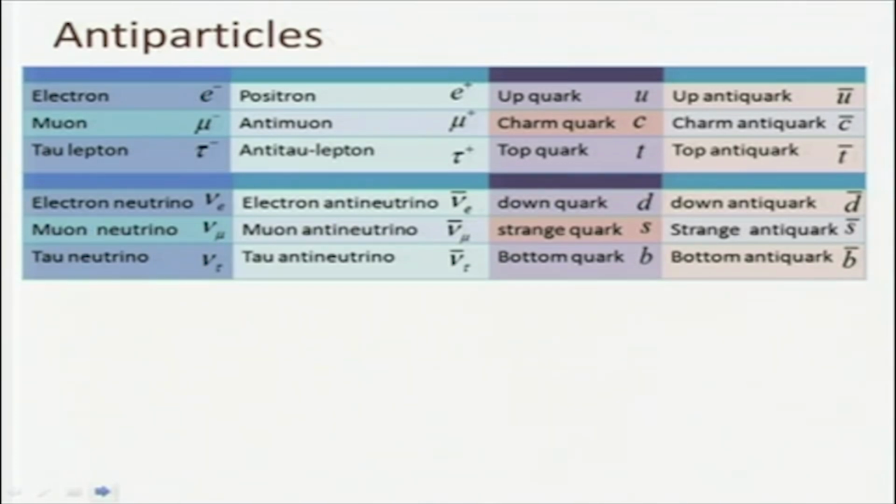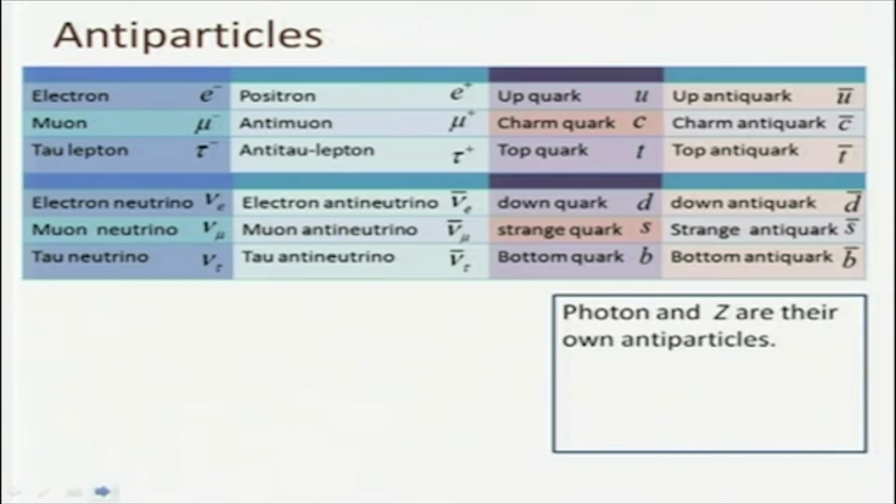Up quark, anti-up quark; charm quark, charm antiquark; top quark, top antiquark; down quark, down antiquark; strange quark, strange antiquark; bottom quark, bottom antiquark. Usually the notation is that for quarks you put the letters u, c, t, d, s, b, and for the antiquarks you put a bar on top of the letters denoting the corresponding flavor type of the quark. Photon and Z particles are their own antiparticles.